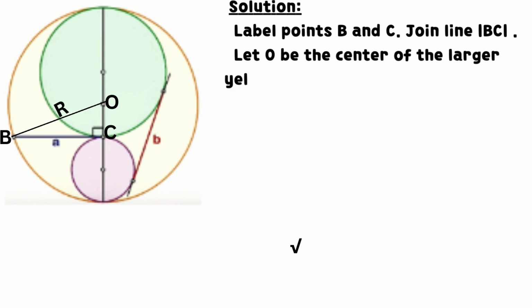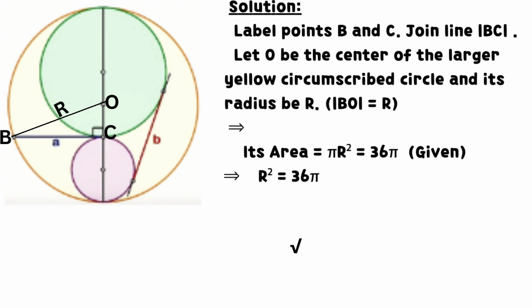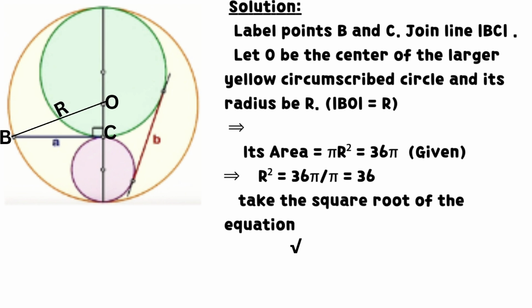Label points B and C. Join line B, C. Let O be the center of the larger yellow circumscribed circle and its radius be R. It implies that its area equals the product of pi and the square of R, which equals 36 pi. Take the square root of the equation and we have that R equals the square root of 36, which equals 6 centimeters.